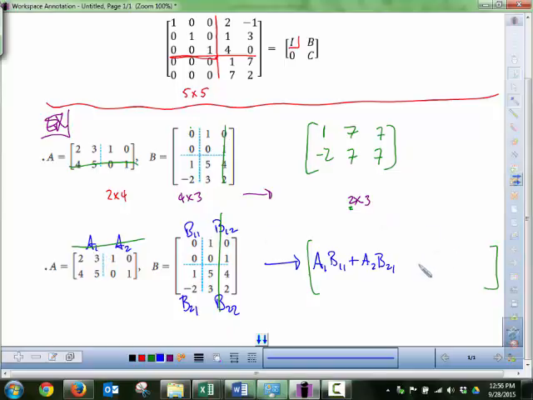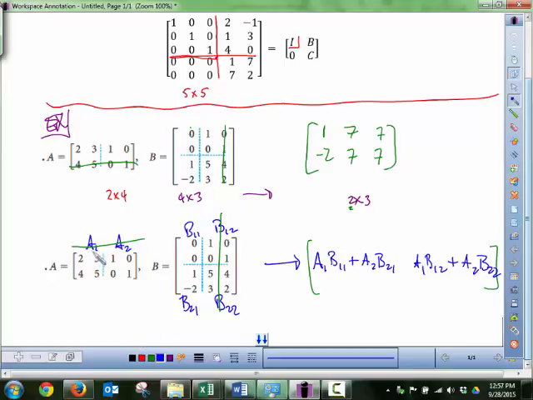It would be A1, B12 plus A2, B22. That looks a little more complicated, but let's see how much more complicated it would be.